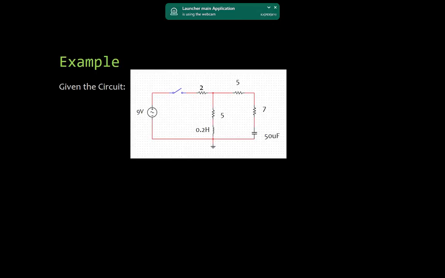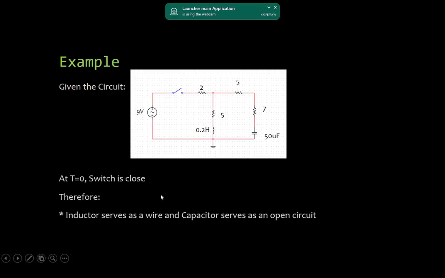Here is given an example with a 9 volt DC source, a switch that could be open or closed, a 2 ohm resistor, a 5 ohm resistor, 0.2 Henry for our inductor, and for our capacitor 50 microfarad. Now our condition is at t equals 0, the initial state, the switch is closed, therefore the inductor will serve as a wire, and the capacitor will serve as an open circuit.